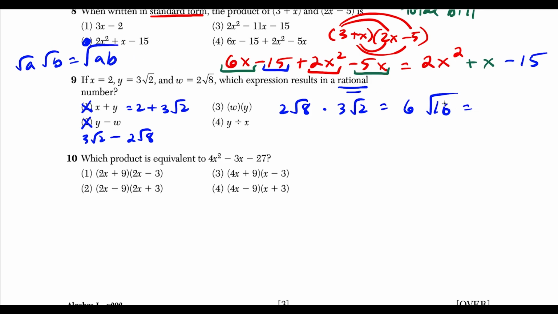And now the square root of 16, that's a perfect square, so the square root of 16, we just write 4, and 6 times 4 is 24. That is definitely a rational number, so definitely choice 3.